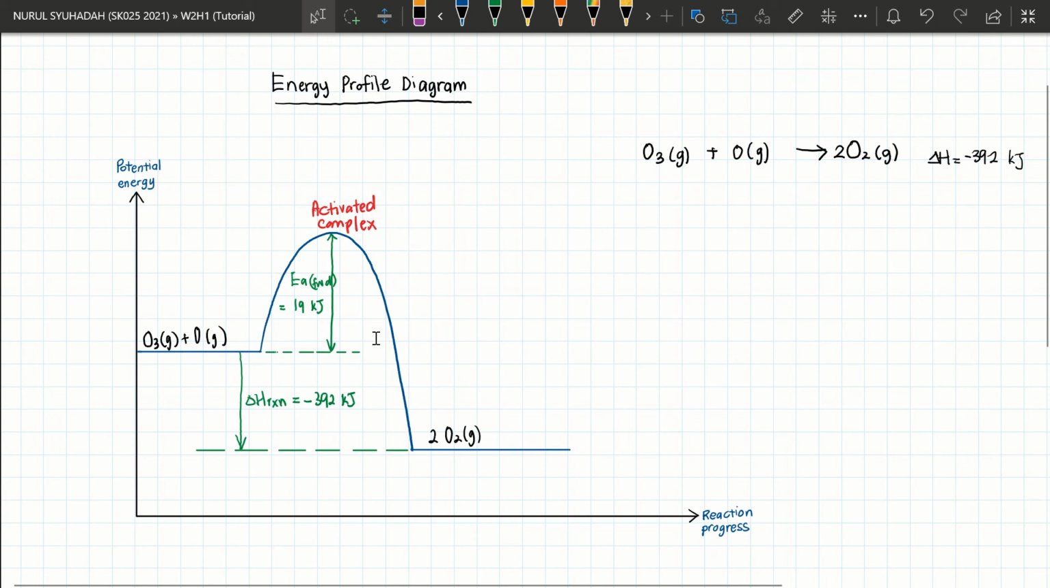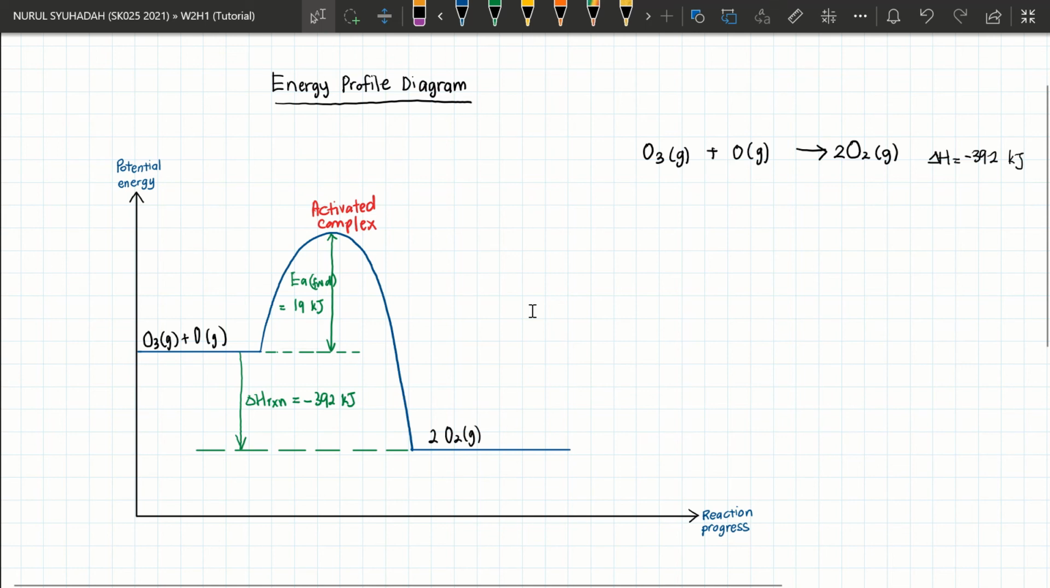The next part is to calculate the activation energy reverse. That's why here I labeled it as activation energy forward, because on the same diagram you will label the reverse activation energy and calculate what is the value. So you don't have to draw another energy level diagram.